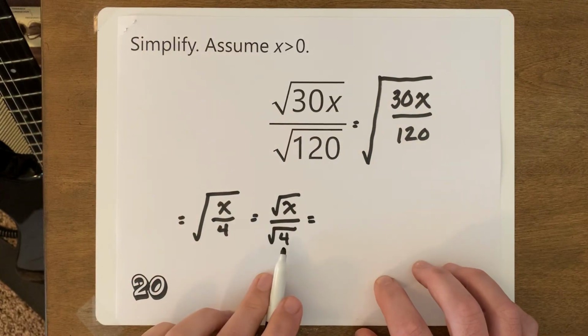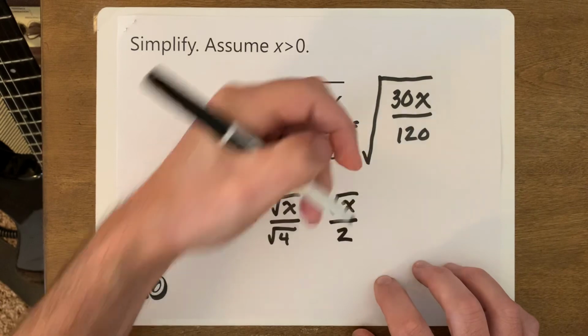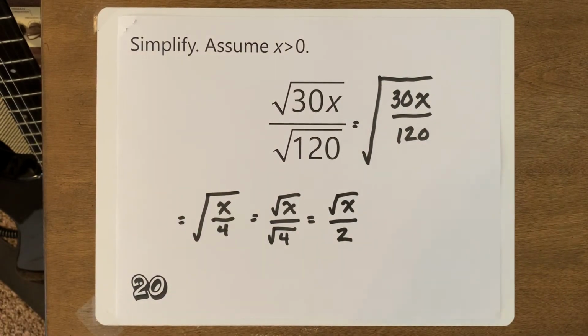Now, because the square root of 4 is 2, we do not have to rationalize this time, because that's simplified right here to an integer, and we don't need to put a square root down here anymore. We don't need to rationalize because this is now done. It doesn't have a radical in the denominator anymore. So your answer is root x over 2.